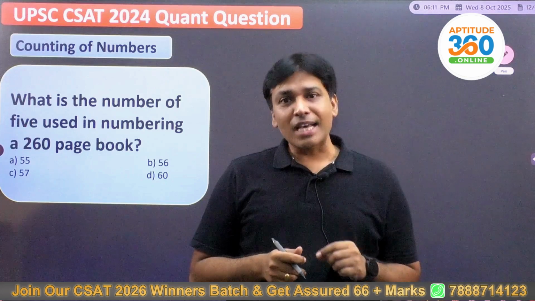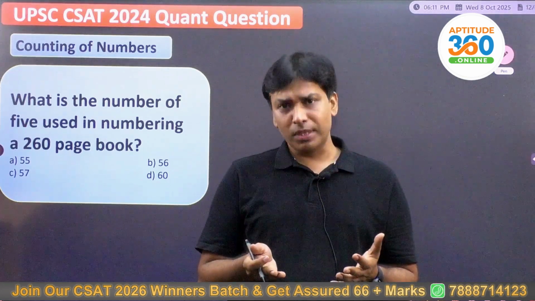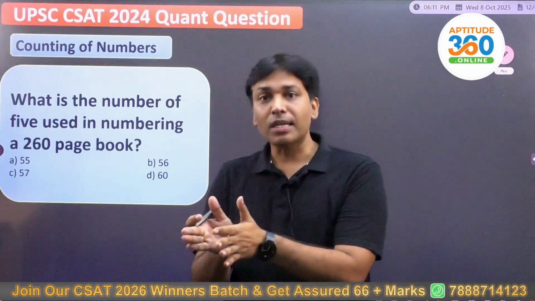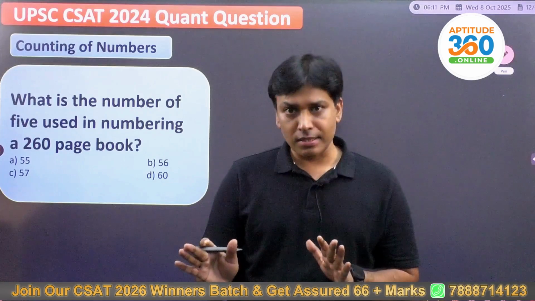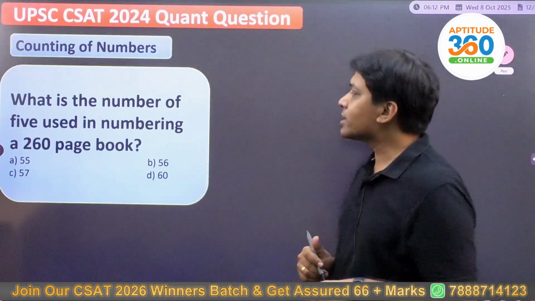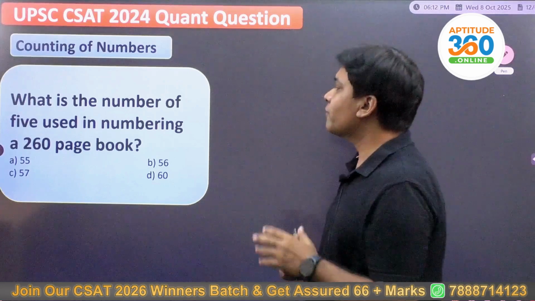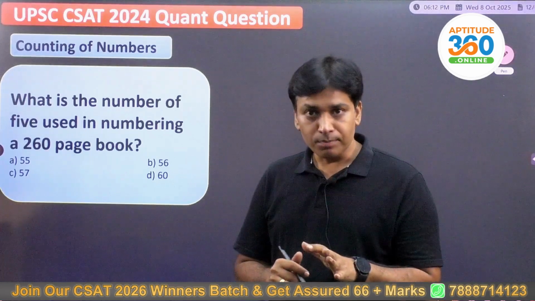This question was asked in UPSC CSAT 2024. This can get very complicated if you do not understand how you should be counting the numbers, and if you know the process, probably this problem can be done in 30-40 seconds. So let us get started and try to understand what this problem says. It says: what is the number of 5s used in numbering a 260 page book?